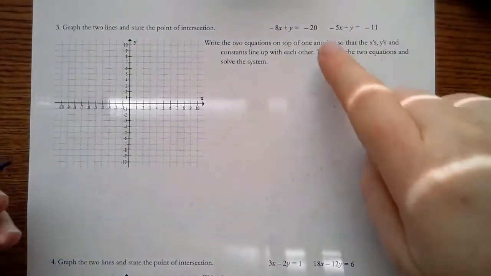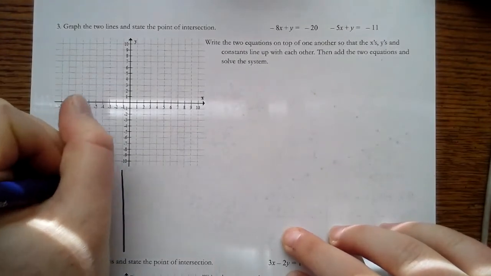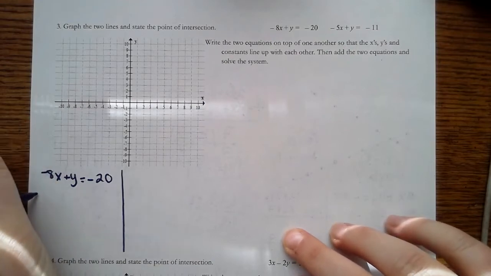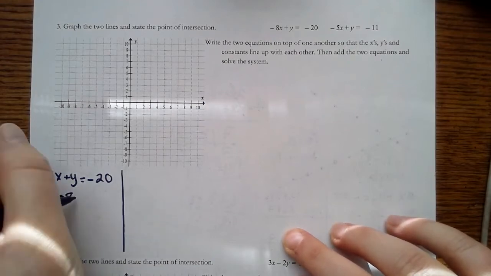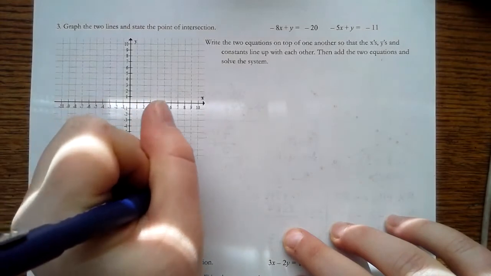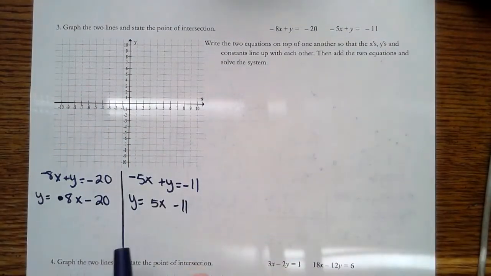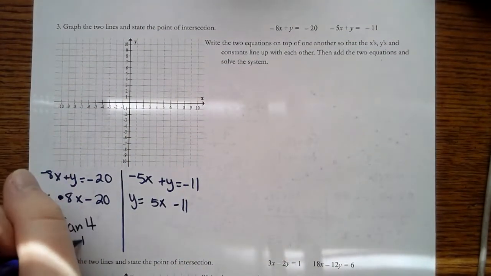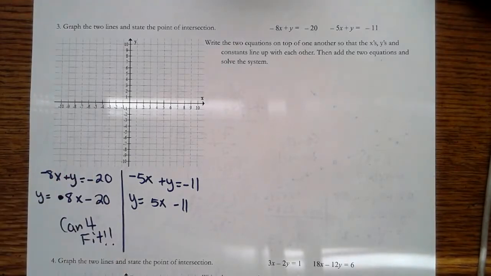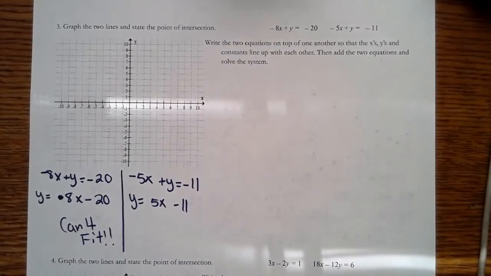Okay, let's do number 3. So step 1, I'm going to convert these. So that would be y equals positive 8x minus 20. I don't think that's going to fit on here. So both of these won't fit. So I can't even use my graph. So we need to try our strategy.